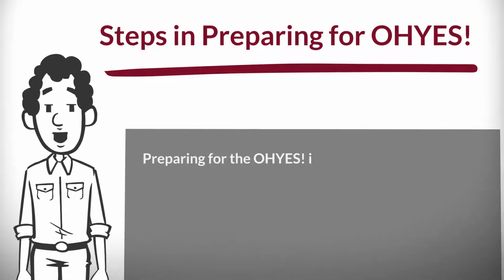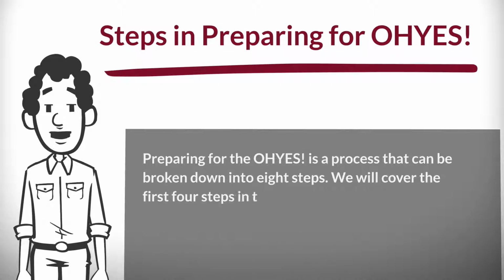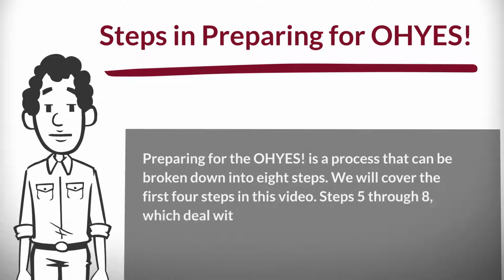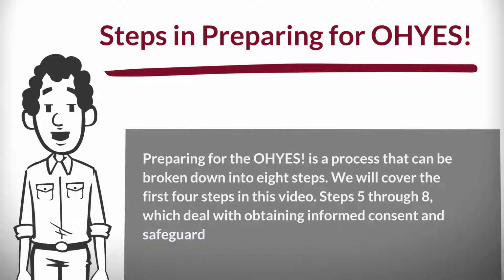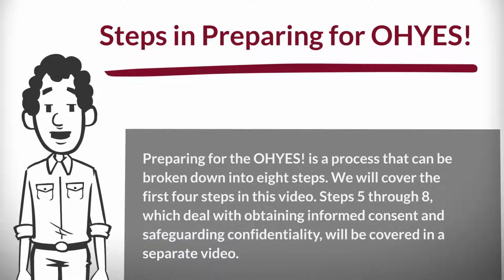Steps in preparing for OHYES. Preparing for the OHYES is a process that can be broken down into 8 steps. We will cover the first 4 steps in this video. Steps 5 through 8, which deal with obtaining informed consent and safeguarding confidentiality, will be covered in a separate video.